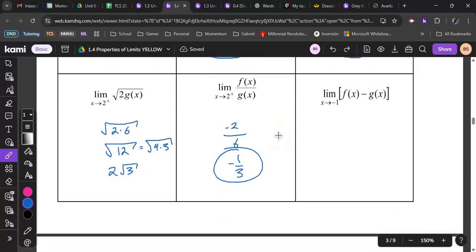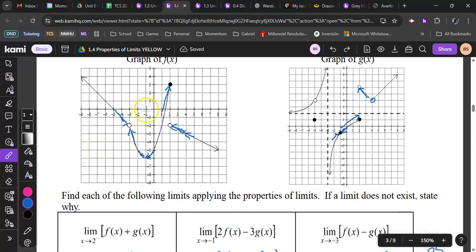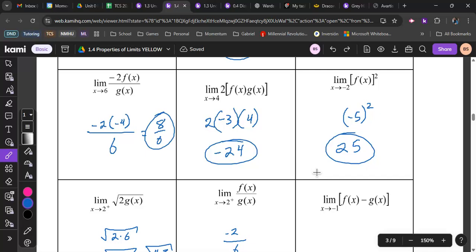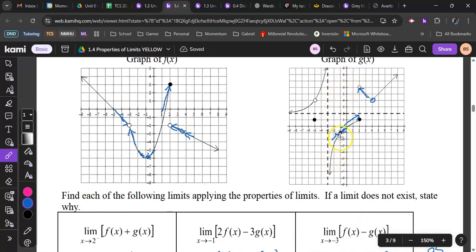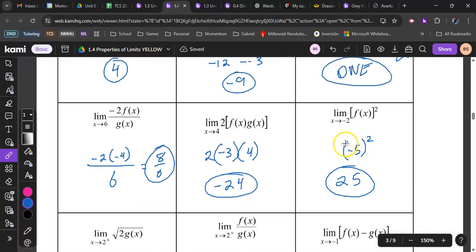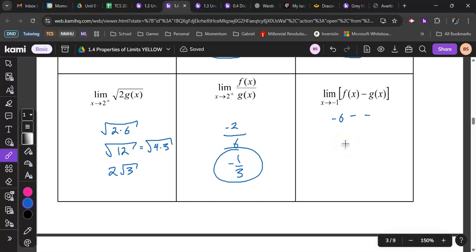Last one, we're approaching -1 from f of x and g of x. F of x, as we approach -1, we already did that. That was the vertex, -6. And then minus, let's find it for g of x. As we approach -1, oh, we did that one too, right? It was -1. -6 minus -1 is what, Emilio? -5. There we go. He's got it.